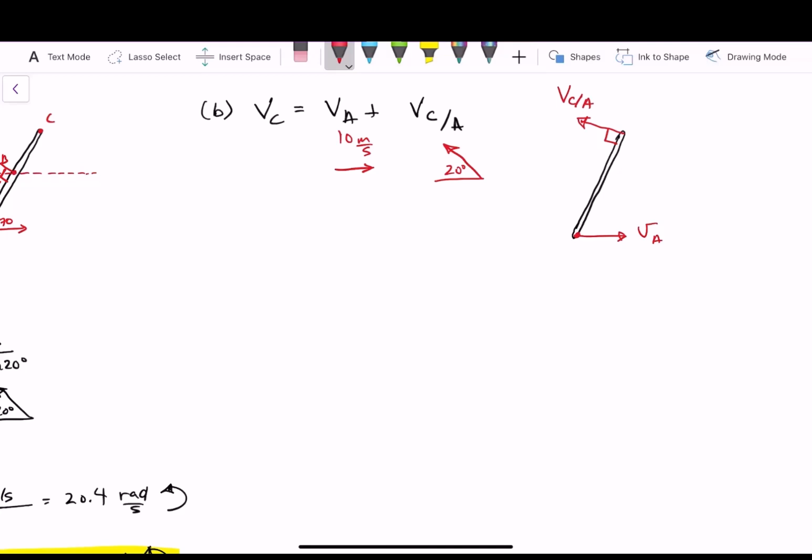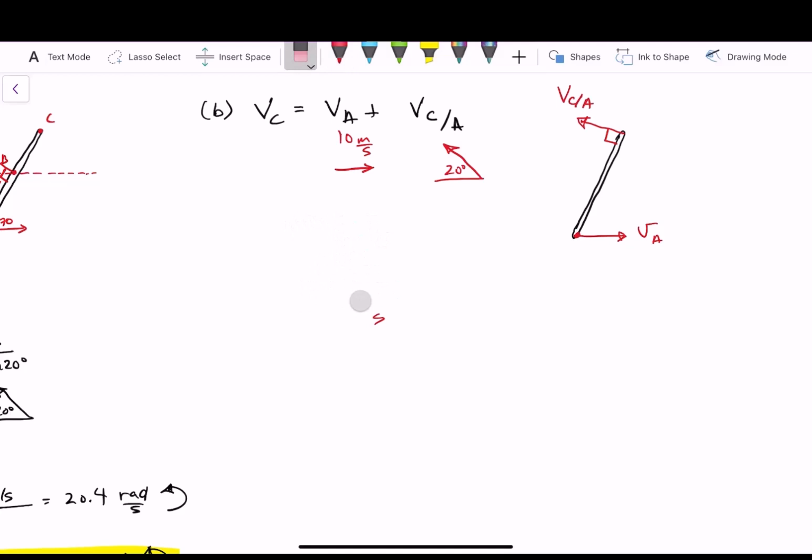Isn't a huge deal yet, because we could start drawing out our velocity triangle where we go like this, 10 meters per second, and then we go this direction, the velocity of C with respect to A. Here's the thing, though: we don't know how far we go with that magnitude. If it's a short magnitude, then the velocity of C would look something like this. The way I've drawn it right now, it would look something like this. We don't really know. So it would be helpful if we knew the magnitude of the velocity of C with respect to A. And here is why solving the first part actually helps us with this.